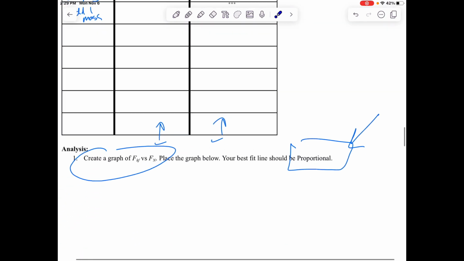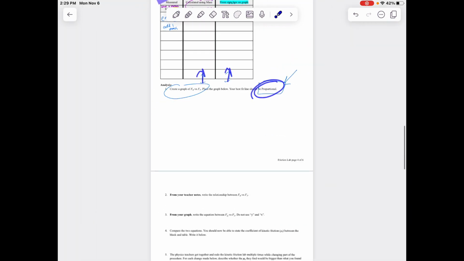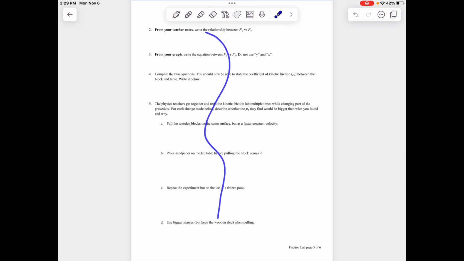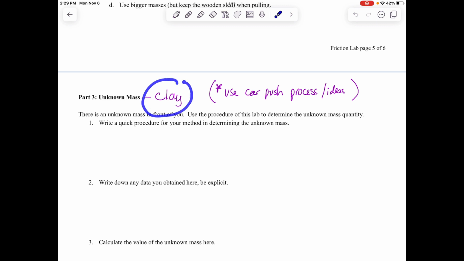Okay, then moving on, you're going to create a graph of your kinetic friction versus your normal force. Make sure your best fit line is proportional, like the lab says. You're going to follow through all of these questions. You're going to have to look back at your notes that we took in class and answer some questions here. And then part 3 is when you use the clay. Leave the clay in the bag. Leave it in the bag. It gets a little greasy.